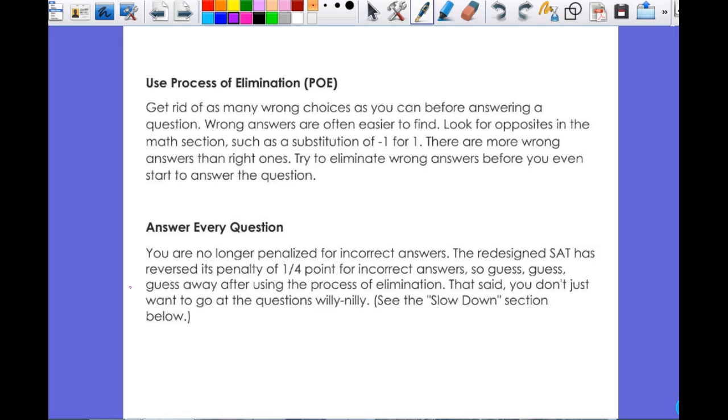So it does you no good just to leave something blank. If you answer it, you have a chance of actually getting it right. It drives me nuts when y'all have multiple choice stuff and you leave some of them blank.